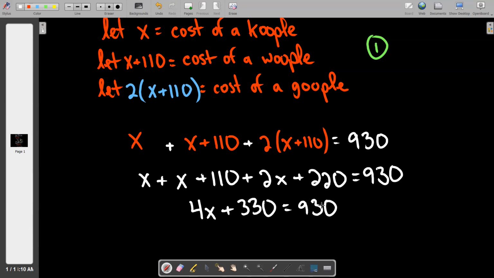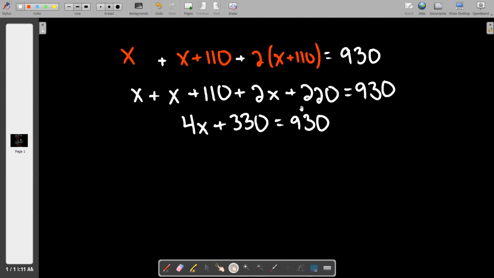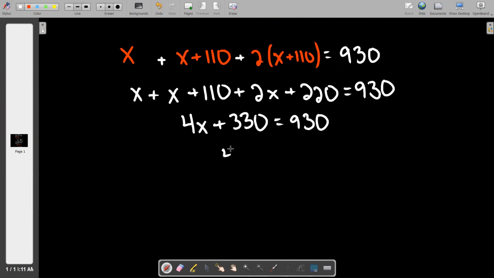You don't have to agree with this, but I think subconsciously, or whether you admit it or not, you will. A problem like this is very daunting if you don't have the algebraic tool set. It's tough figuring out 3 things that cost 930 with all those weird descriptions, but we're there. When we subtract 330 from both sides, we get 4x equals 600. And if you divide 600 by 4, you get x equals a perfect 150.